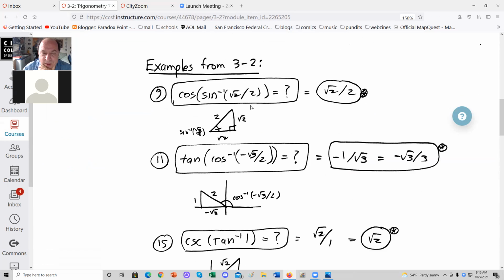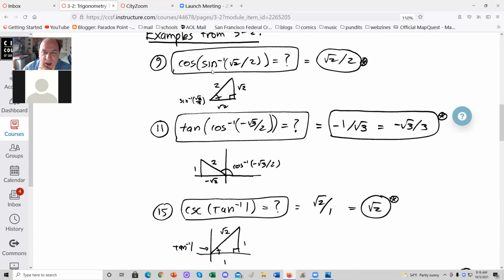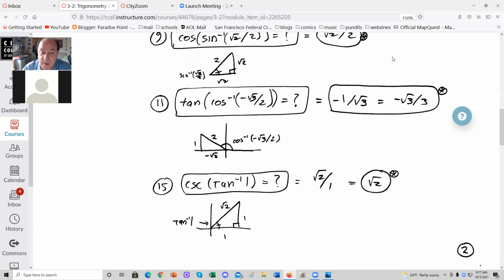So here's an example. What is cosine of arcsine root 2 over 2? Well, here's a right triangle, and sine is opposite over hypotenuse, root 2 over 2. The other short side is root 2 over 2 as well. So this is the arcsine of root 2 over 2, 45 degrees, of course. And cosine is adjacent over hypotenuse, root 2 over 2.